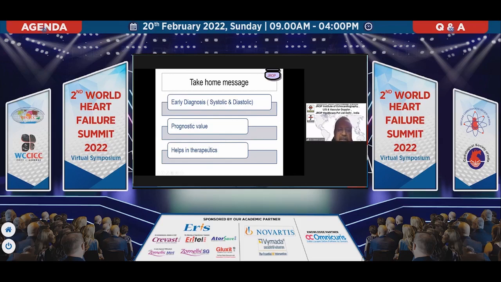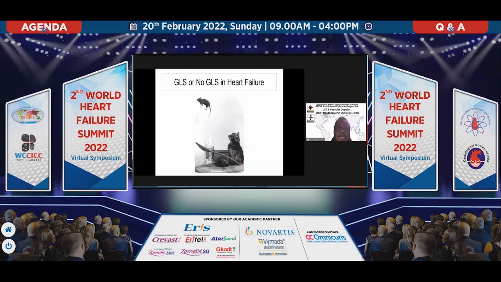And many papers will tell you that when you give an ARNI, a beta blocker, and diuretics, there is reverse remodeling after the initiation of ARNI. This helps you really predict how much your GLS has improved over a period of time. And that's what it talks about. Thank you very much. With this slide, GLS or no GLS in heart failure, it's all yours.